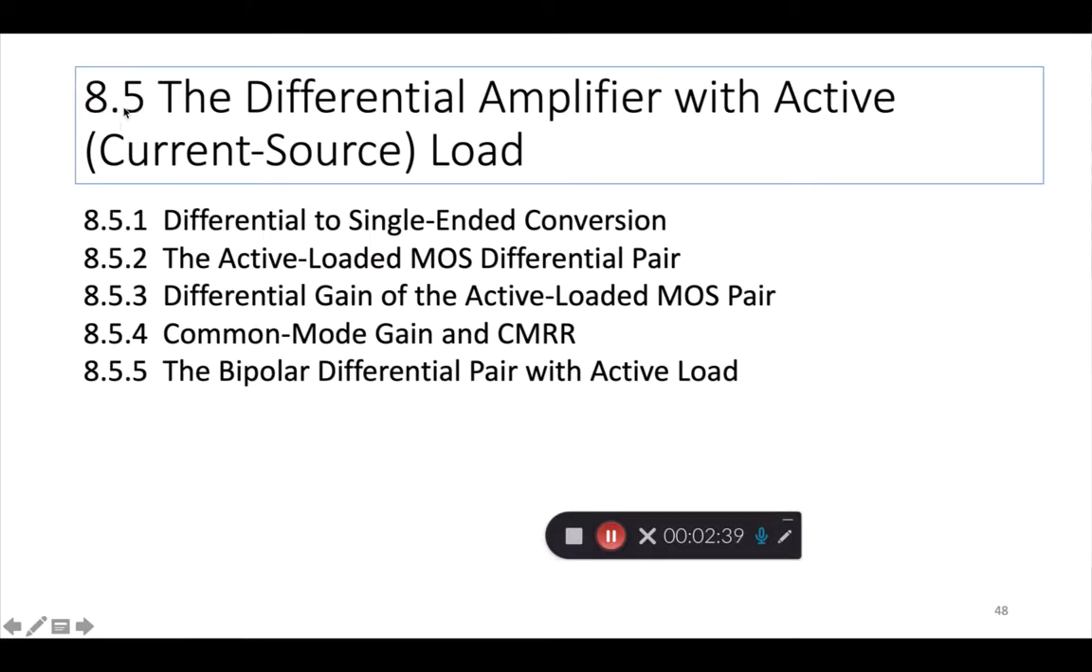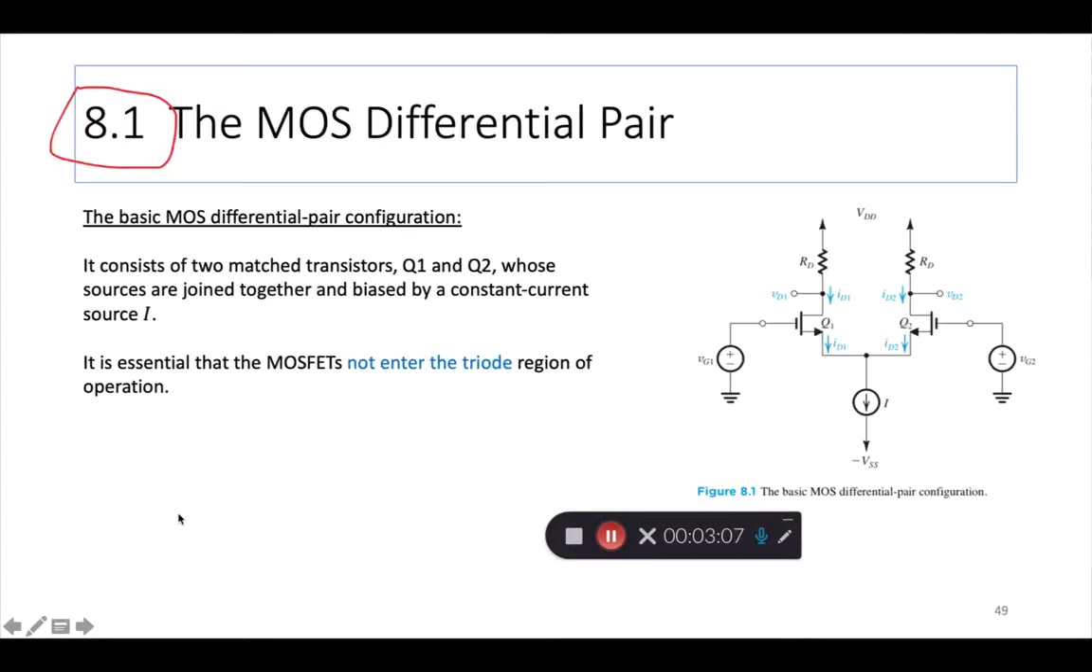So under 8.5, in this recording, we have 5 topics: 5.1, 5.2, 5.3, 5.4, and 5.5. So we'll look at each one in detail. Again, in this recording I'll cover the theory of all of this, and in the next recording we'll look at the examples, numericals also related to these topics.